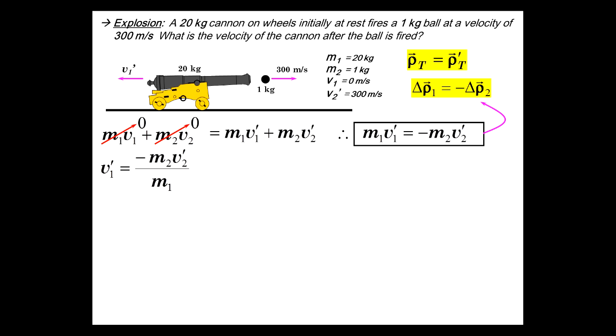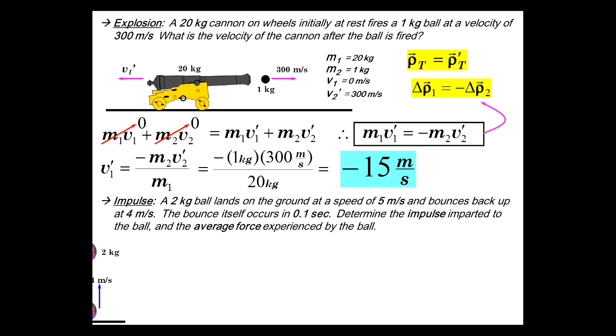Now, just solve for V1 prime, which is what we're looking for. And the numbers come out real easy. 1 kilogram, 300 meters per second over 20. Minus 15 meters per second, indicating the cannon is moving in the negative direction. So that's how to analyze an explosion.